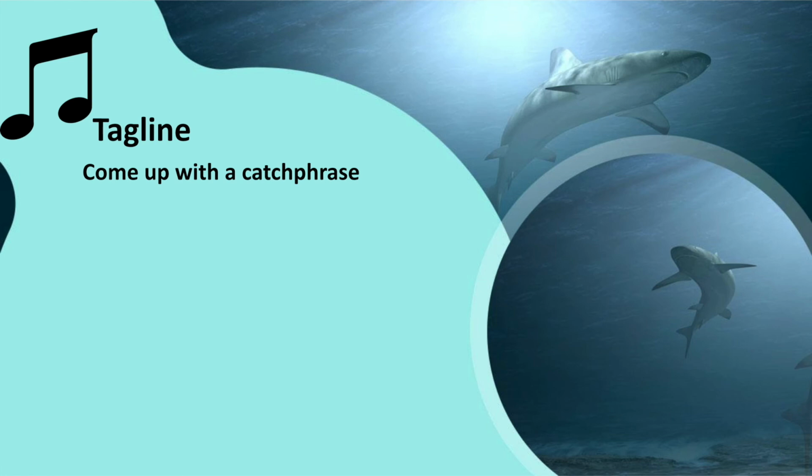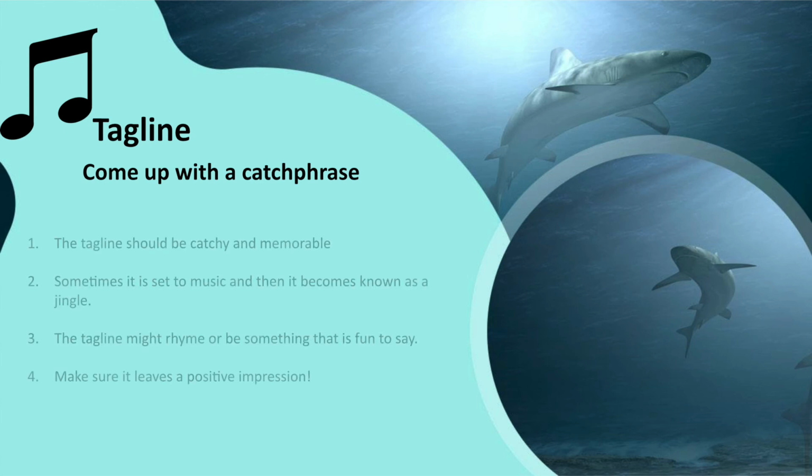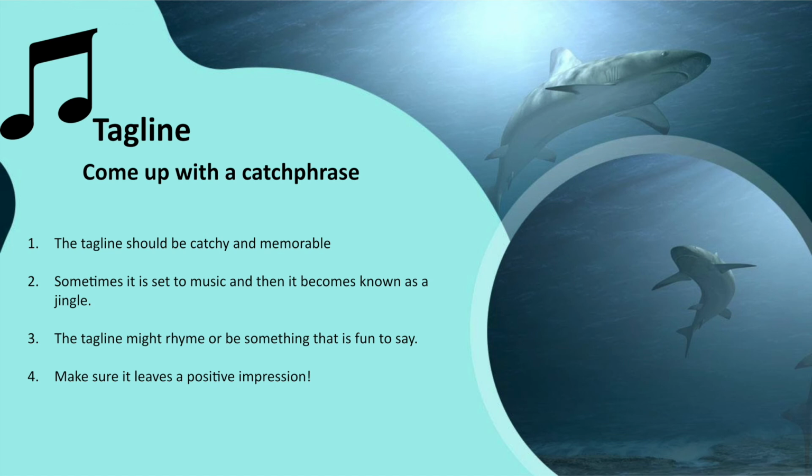All right, so along with your method of persuasion, you're also going to try to develop a tagline. A tagline is when you come up with a catchphrase. You want to make sure that your catchphrase is catchy and memorable. Sometimes there's music that goes along with it that really can get it stuck in your head. Then it becomes known as a jingle. Sometimes taglines rhyme, or it might just be something that's fun to say and have some type of fun word in it. But really, you need to make sure that it leaves the consumer with a positive impression. Even if it's something that gets stuck in their head, it should make them happy.